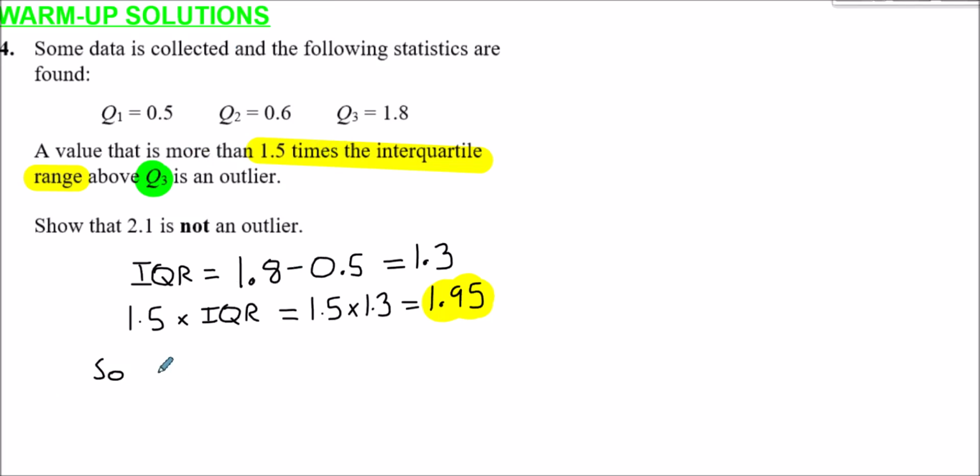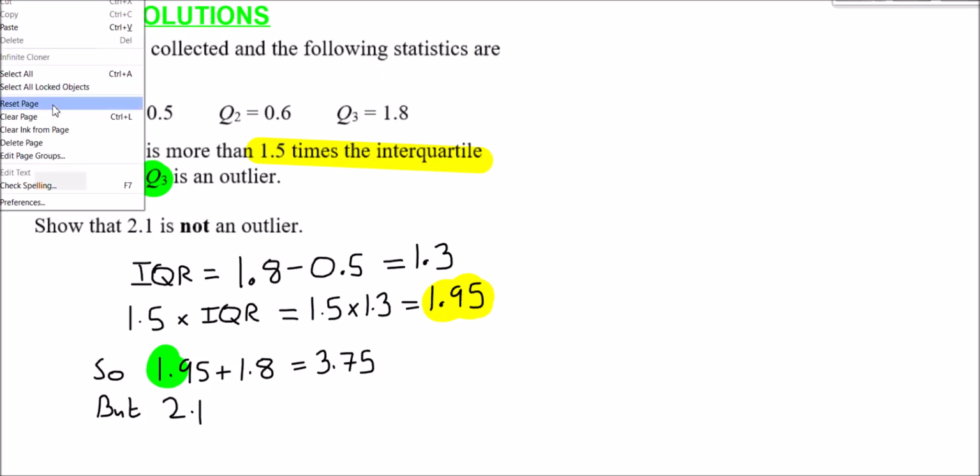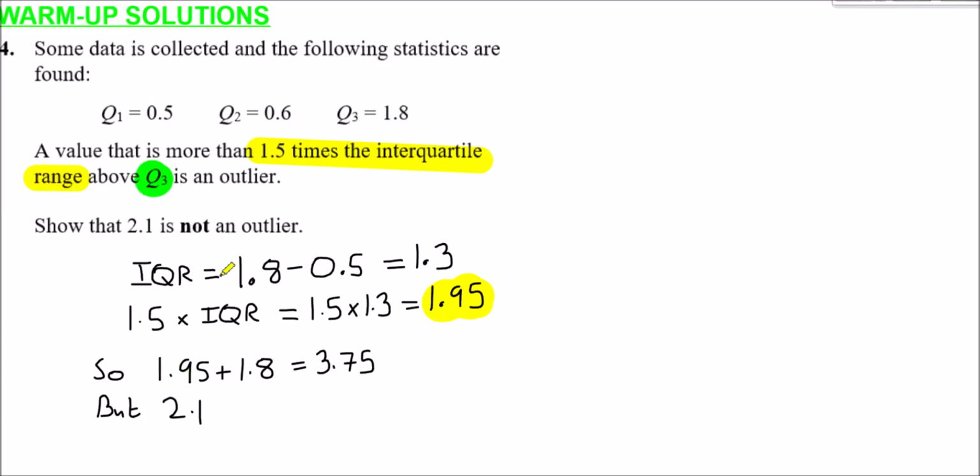So 1.5 interquartile range plus Q3, which is 1.8, that gives us a value of 3.75. But the value we've got here, which is 2.1, is not more than 1.5 times the interquartile range above the upper quartile. It's not more than 1.95 above 1.8. Whoops, that was slightly incorrect. Wrong colour. So let's just undo that. So it's not 1.5 times the interquartile range above 1.8 at all. It's actually less than 3.75. So therefore 2.1 is not an outlier.